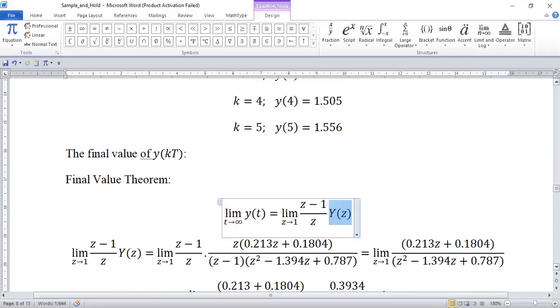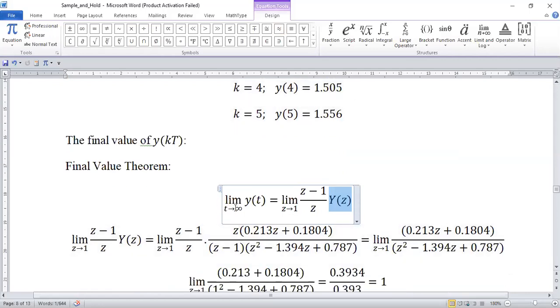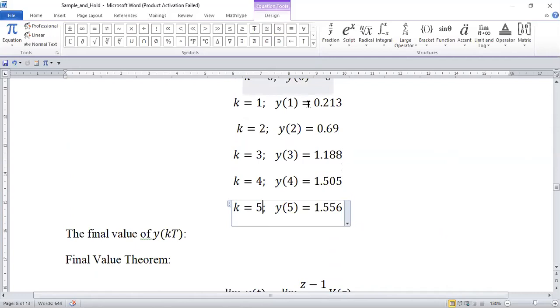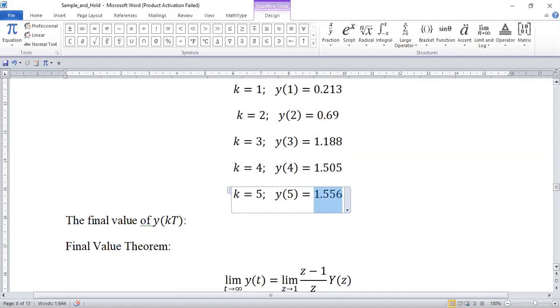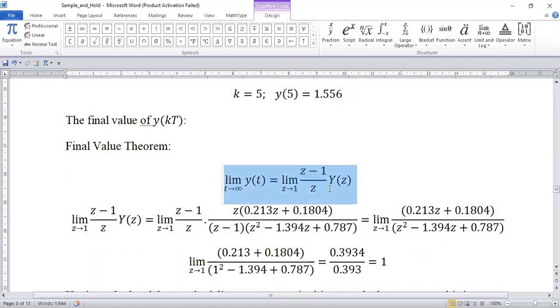But the final value theorem helps us to skip all those calculations so that we just get the final value of y of k. That's what the final value theorem helps us to do. We want to know, for y1 we have this, for y2 we have this, y3. We want to know the value at y equal to infinity. And this is the final value theorem. It says that this final value is the same thing as getting the limit of this function as z tends to 1.